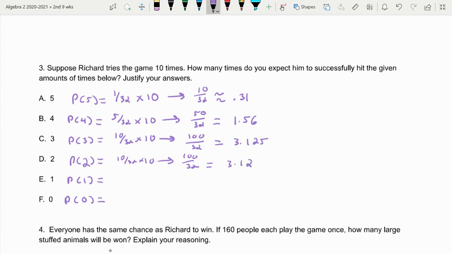So 3.125. Then the probability of 1 is the same as the next one, which will be 5 out of 32 times 10, yielding 50 out of 32, which we know. These should all be approximate. It's not equals.